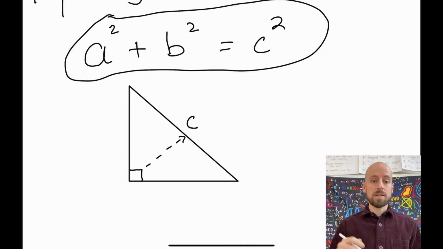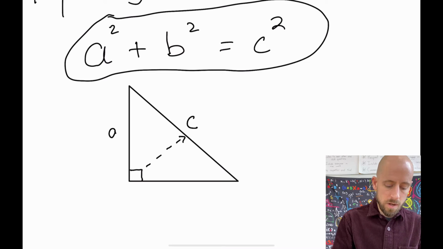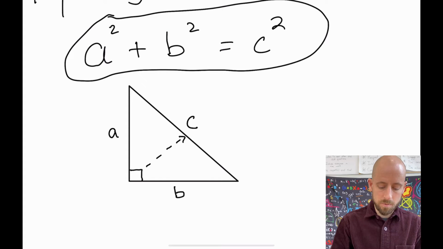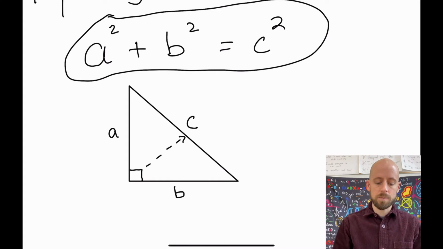So straight across is the longest side. C has to go there, that longest side. And A and B are just the other two sides. It doesn't matter exactly where. I usually go left to right, so I'll label this one as A and I'll label this one as B. And that's your generic triangle.